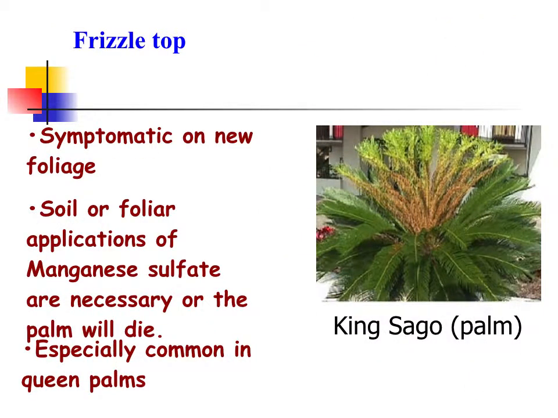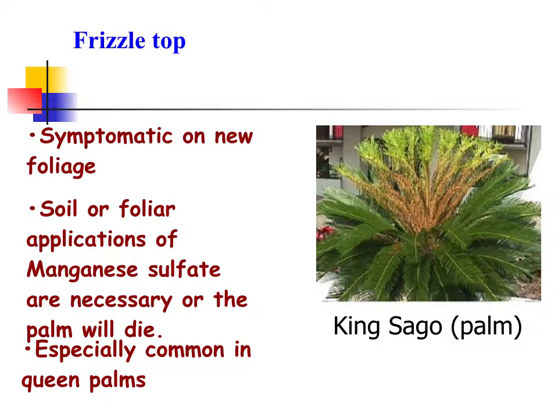You may have seen frizzle top on a king sago, parenthetically a palm, not truly a palm, but for reasons I can't tell you. Palms and sagos have similar nutrient deficiency symptomology and also nutrient needs. Again, notice how the newest leaves came out and they look all burned or something.